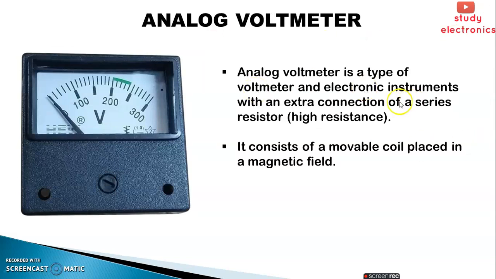Analog voltmeter is a type of voltmeter, an electronic instrument with an extra connection of a series resistor, that is high resistance. It consists of a movable coil in a magnetic field. So it consists of a movable coil in it. This is the image of an analog voltmeter.